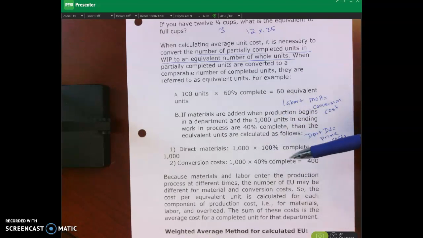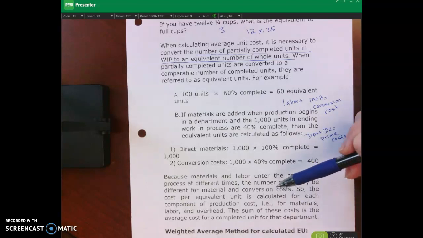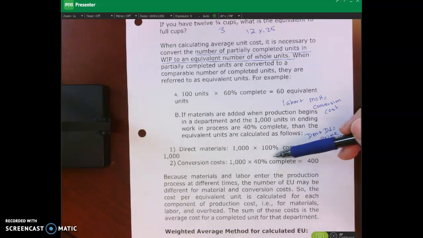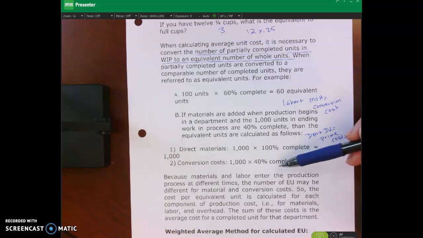And what that means, therefore, is that our denominator for calculating the average cost per unit can be different for materials, labor, and overhead. And therefore, we have to calculate the average cost per unit separately for materials, labor, and overhead, because they can have different percent completes, and they can have different percent completes because they can be added at different points in the production process.